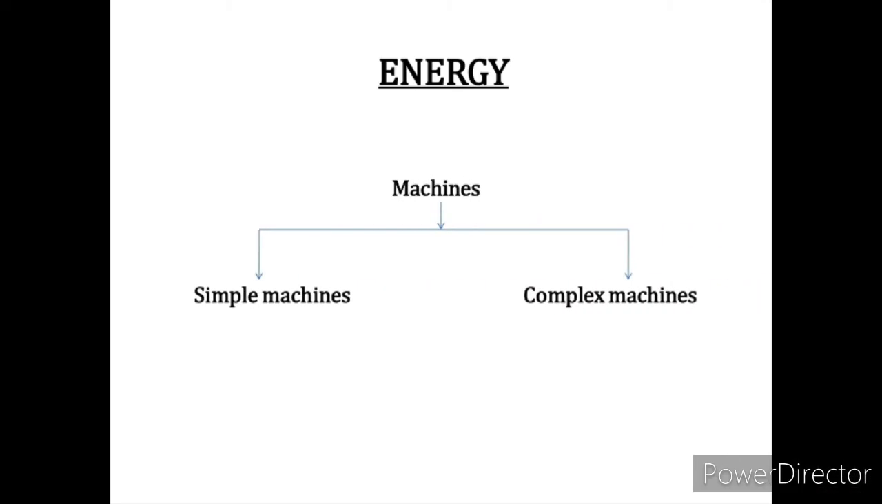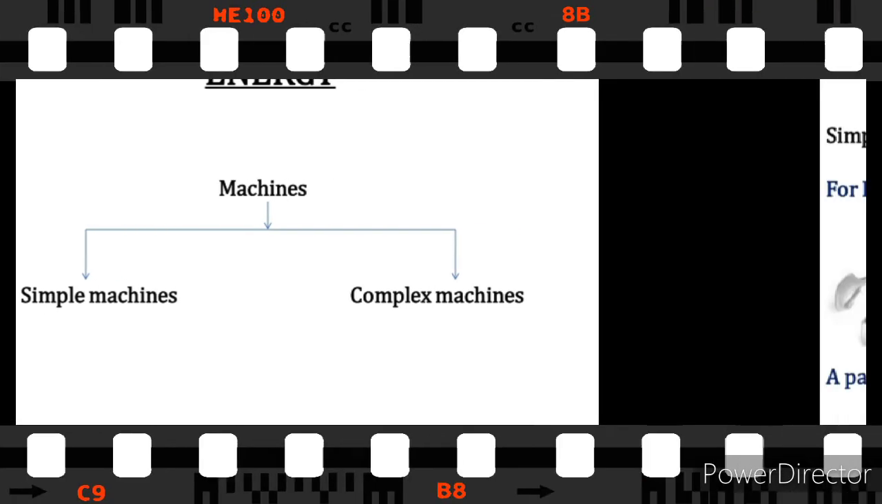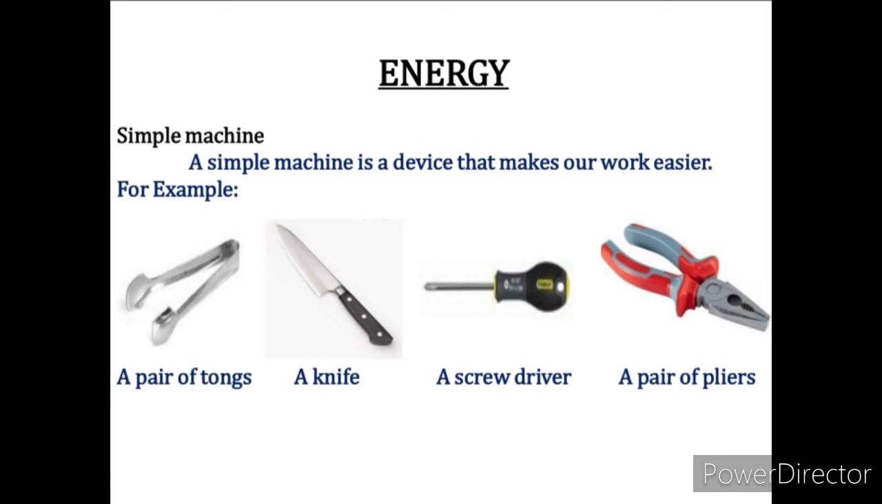Machines can be categorized into two types. First, simple machines, and second, complex machines. Simple machine. A simple machine is a device that makes our work easier and completed in a lesser time. For example, a pair of tongs, a knife, a screwdriver, a pair of pliers.